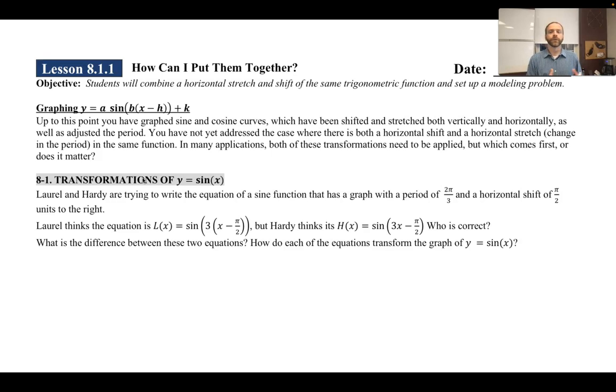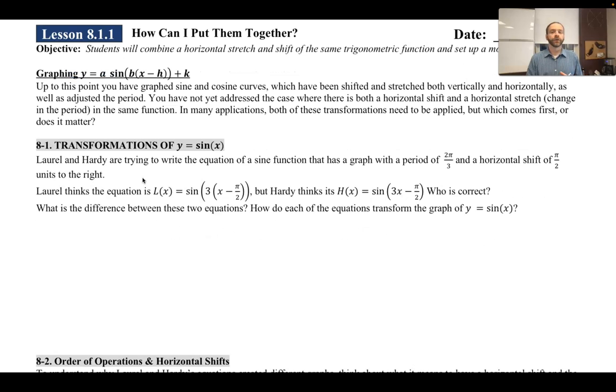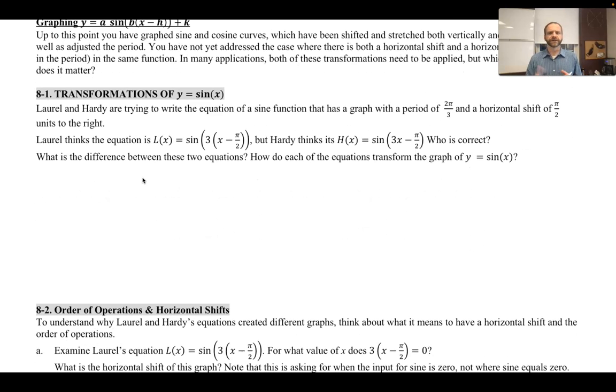And so in prompt 8.1, we're looking at transforming a sine graph. Laurel and Hardy are trying to write an equation of a sine function that has a graph that has a period of 2 pi thirds. That's important, and a horizontal shift of pi halves units to the right. All right. So first, let's think about it.